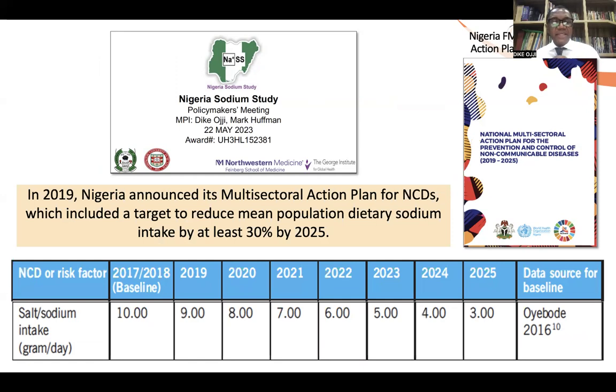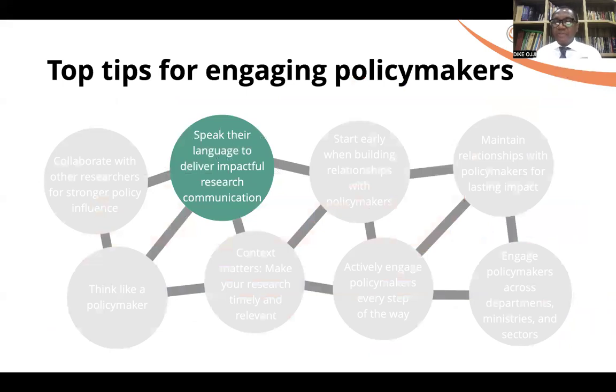And this is exemplified in the Nigerian Sodium study, where in 2019, Nigeria announced its multi-sectoral action plan for non-communicable disease, which included a target to reduce mean population dietary sodium intake by at least 30% by 2025. And this is what we key into in our Nigerian Sodium study. And our result in the Nigerian Sodium study is actually driving a lot of policies, including setting benchmarks for Nigerian food. And we're working closely with the Federal Ministry of Health, especially their drug and food safety department.